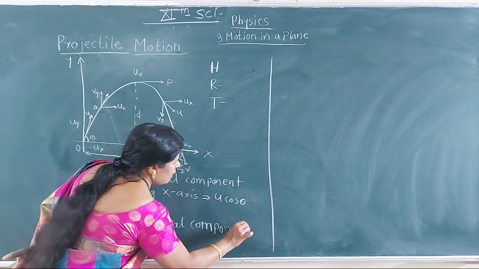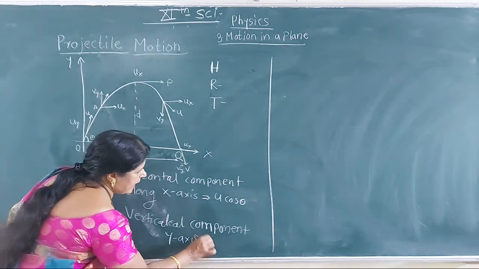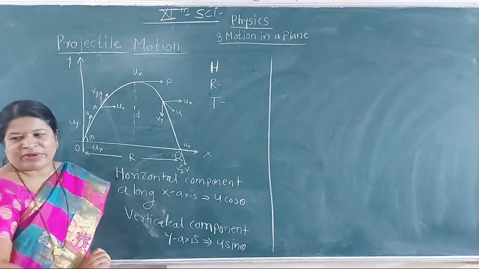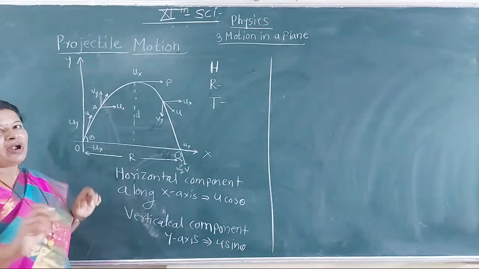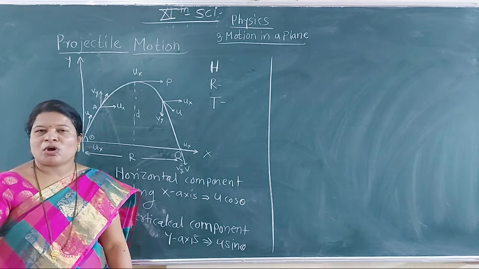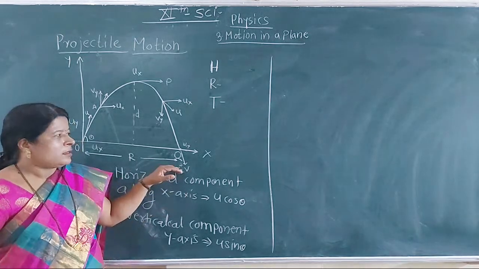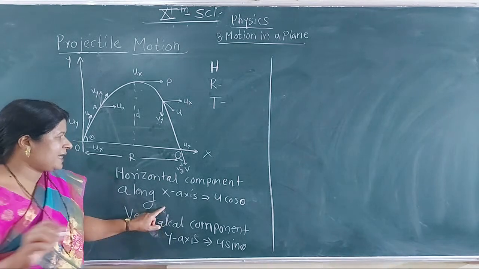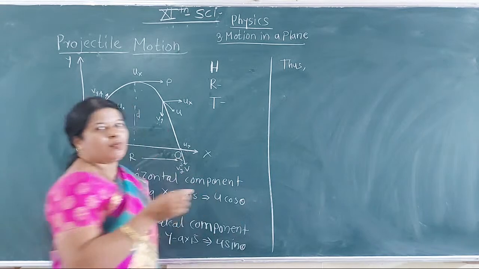Vertical component of that projectile along the y-axis we take as u sin theta, where u is the initial velocity. Now this is the path of trajectory. We call it the trajectory of a projectile. So we have to find the equation for the trajectory of a projectile. So the next point is the equation for the trajectory of a projectile.